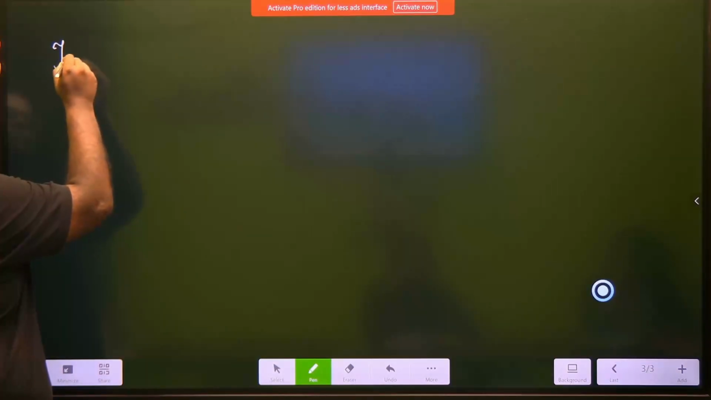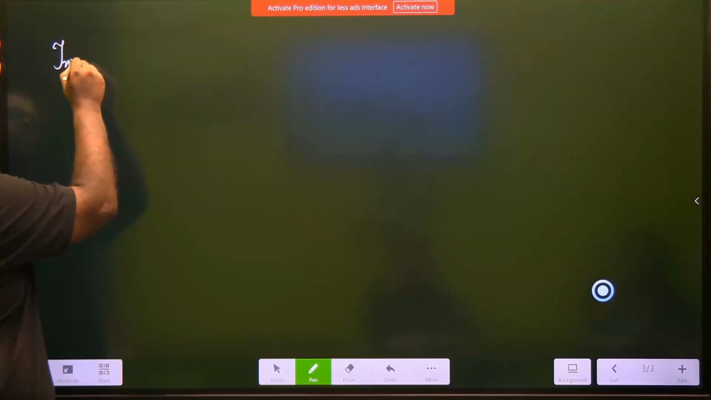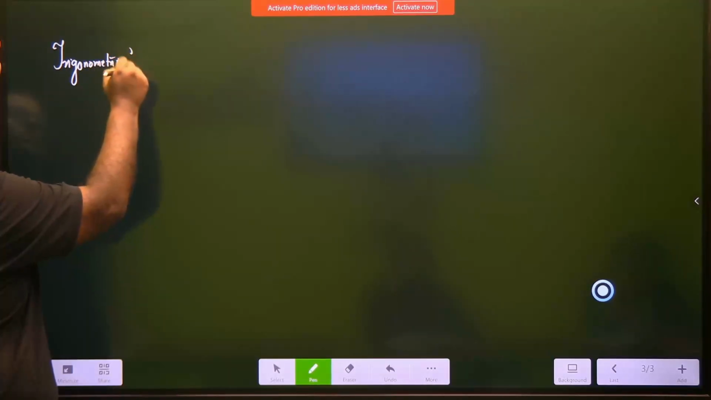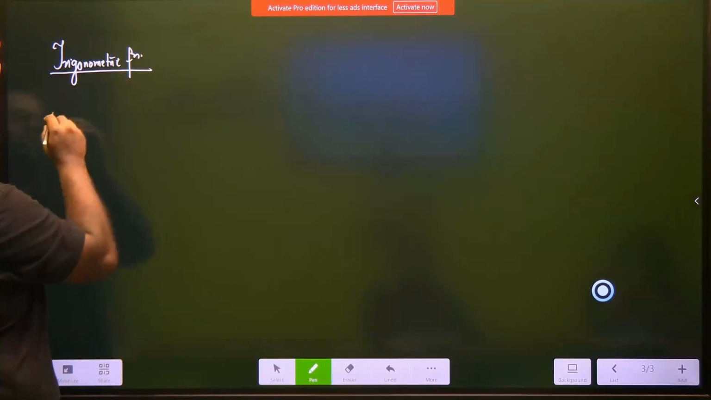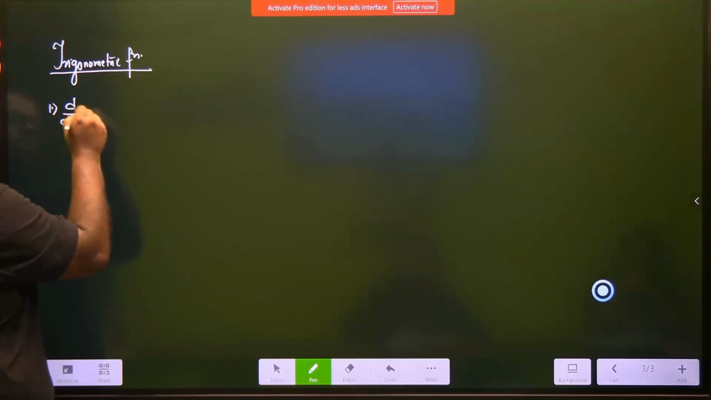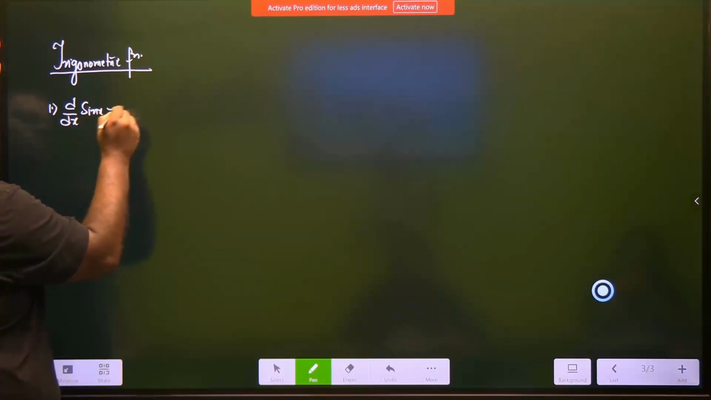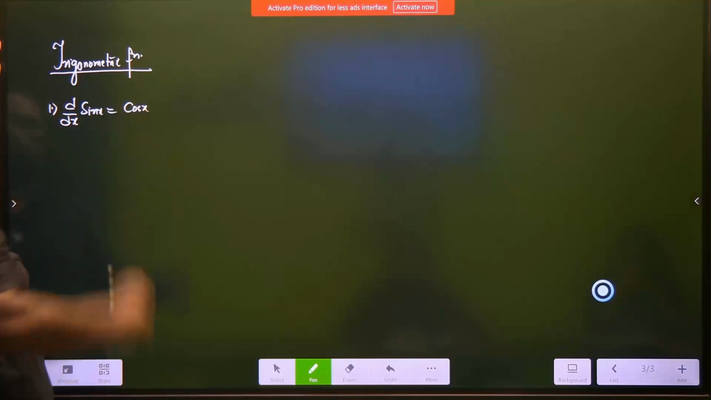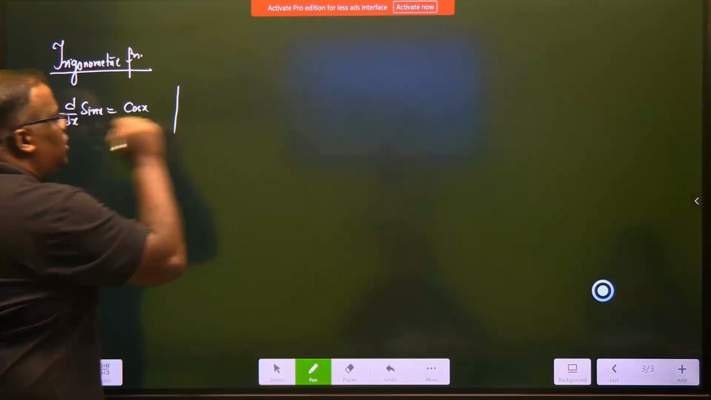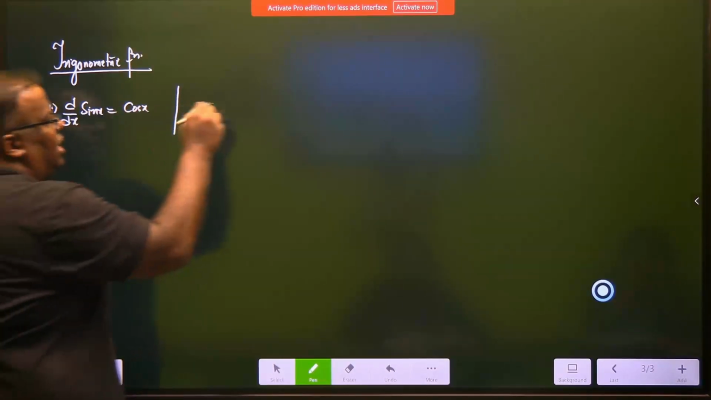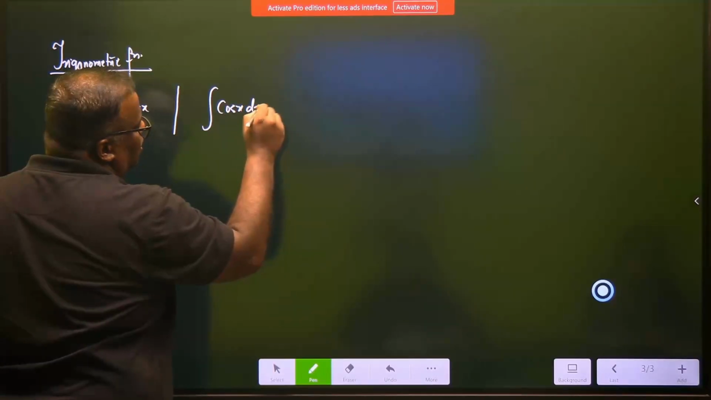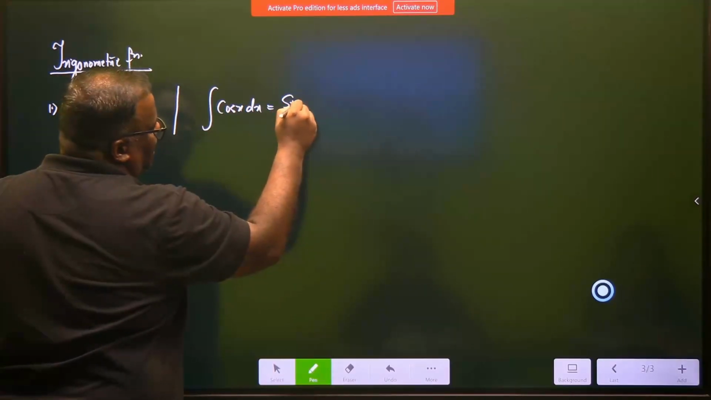Let's take trigonometric functions and let's start. Number one, d/dx of sin x. Tell me, what is it? Cos x. Understood? So we see the integration part. Cos x multiplied by dx. So the integral of cos x dx will give me sin x.